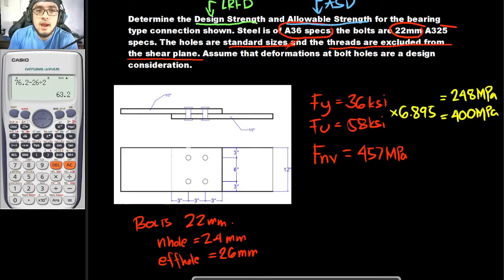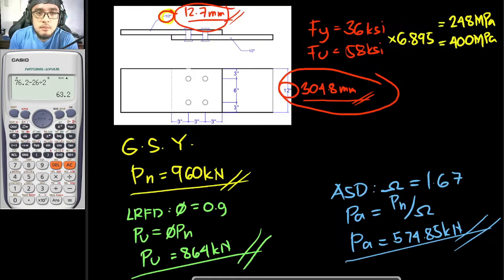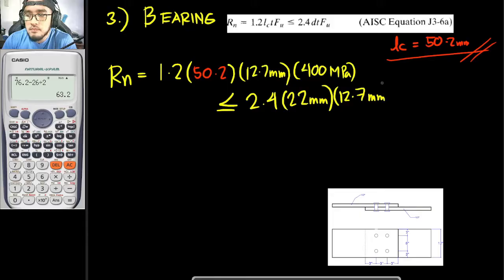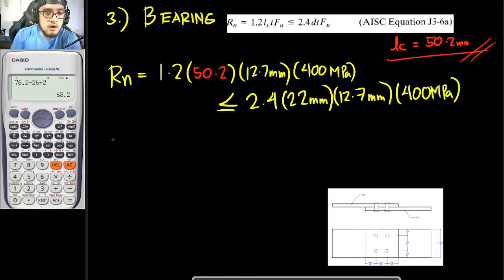So 22 mm pala. Guys, bolt pala ito, hindi hole. So the diameter of the bolt is equal to 22 mm, times the thickness of the member, once again 12.7 mm. Then multiplying it by Fu, which is equal to 400 megapascals. So our Rn right now is equal to, looking at the calculator to your left.